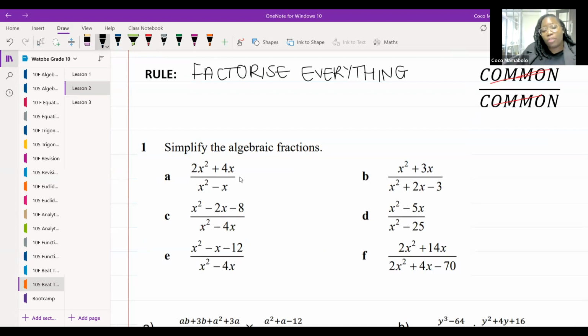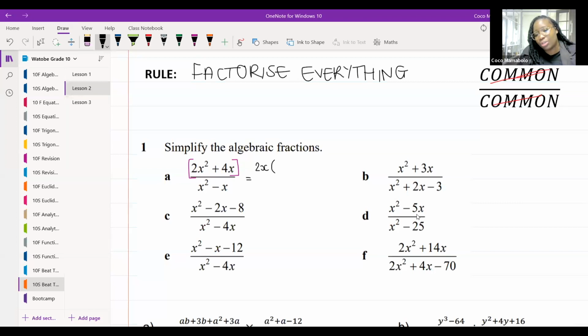At the top over here, if we look at my numerator, what can I take? How can I factorize the top? Yes, Queen Bunny. The x's are common. Good. What else is common though? 2 can be divided into 4 as well. Good. So we're going to take out 2x.